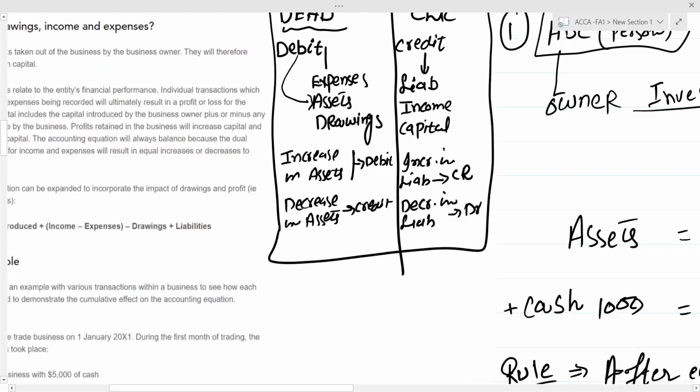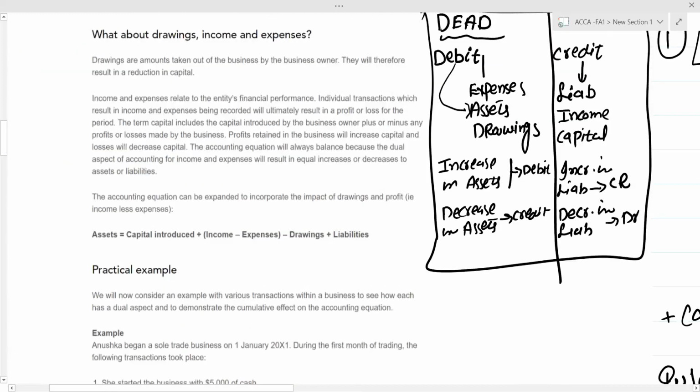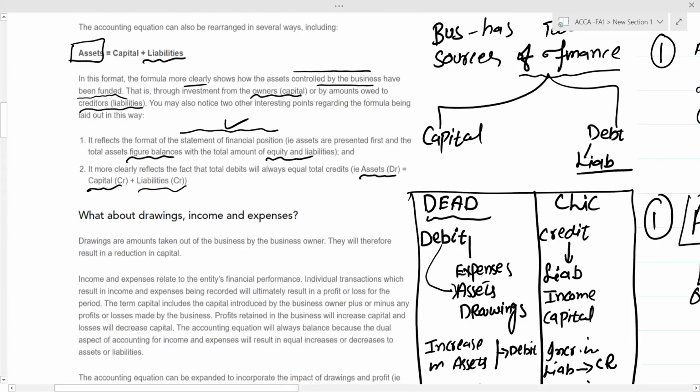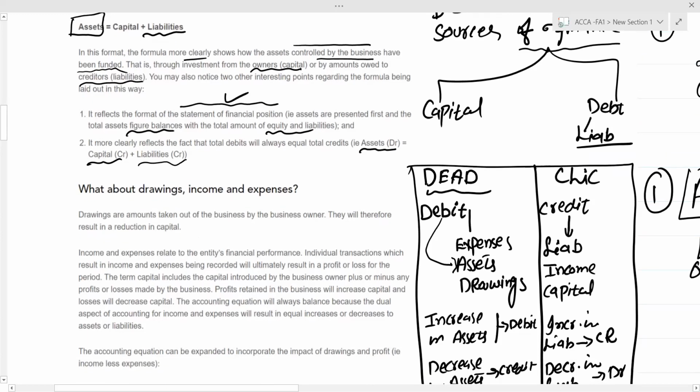So this is a very basic description of the accounting equation. In the next lecture and in the next class, we will discuss drawings, income and expenses.